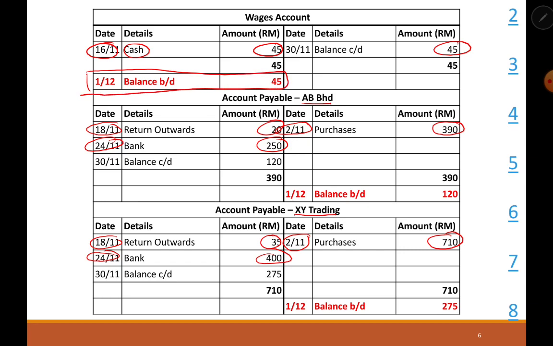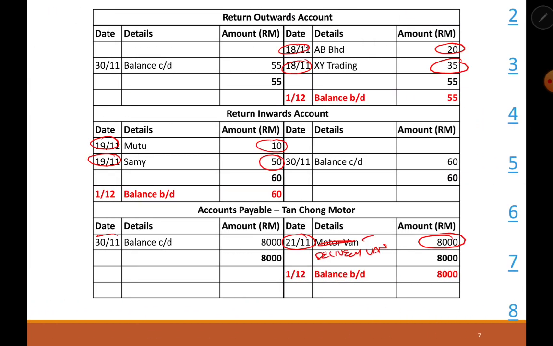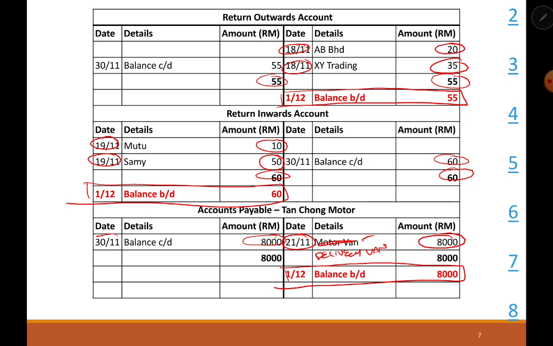For account payable AB Berhad, we have a credit side of 390 ringgit, so it is higher than the debit side, so we minus 250 and 20, we get a credit balance of 120 ringgit. Okay, we do the same for the account payable XY trading. We get a credit balance of 275. Return outward, we have a credit balance of 55 ringgit. Return inward, we have 60 ringgit debit balance. Tanjong Motor, we have 8,000 ringgit balance carried down. We have a credit balance of 8,000 ringgit.